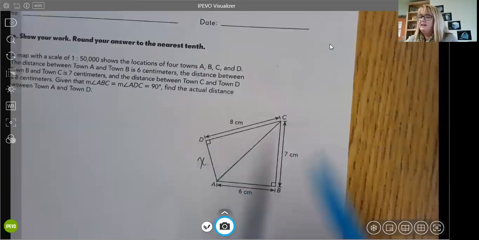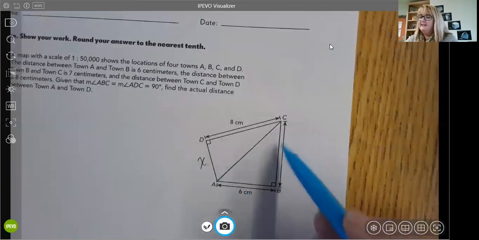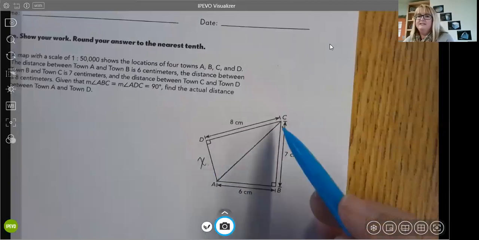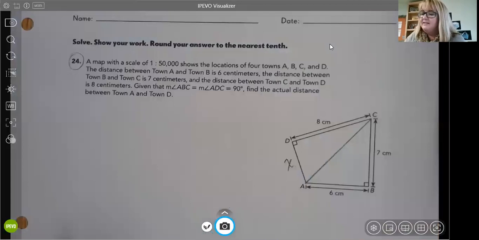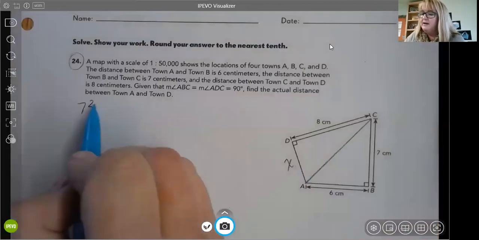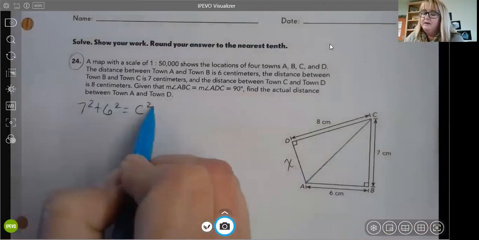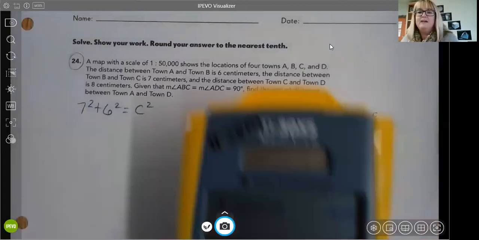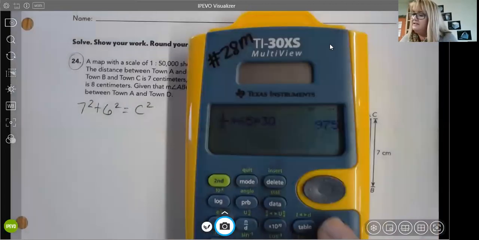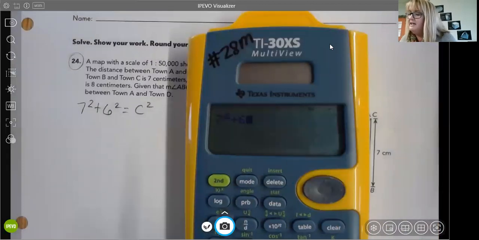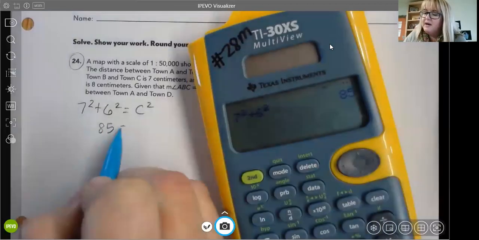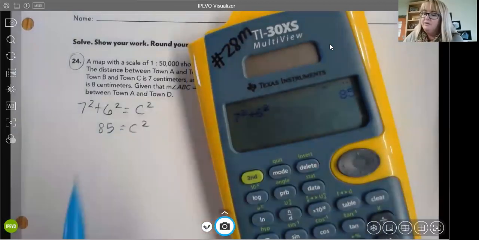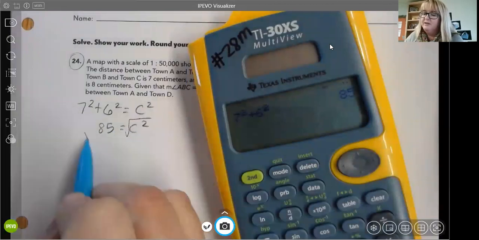So let's get started. 7 and 6 are legs. We're looking for the hypotenuse. So let's put that in the Pythagorean theorem. So we've got 7 squared plus 6 squared equals c squared. I'm just going to use my calculator here. 7 squared plus 6 squared is 85. So c squared is 85. I want to find what c is, so I am going to square root it.